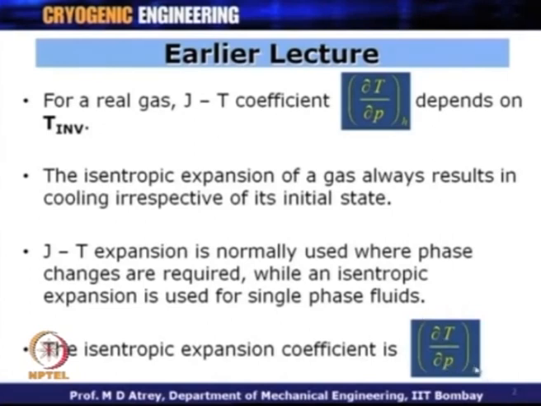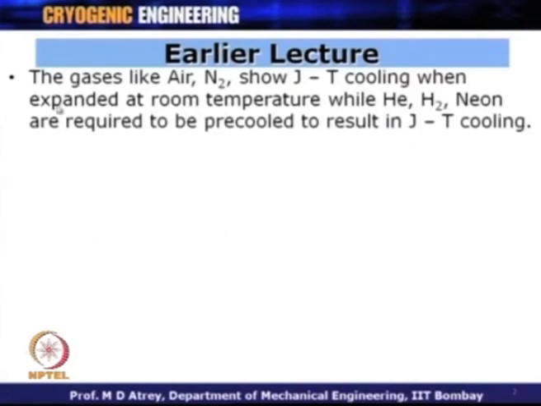The isentropic expansion coefficient is nothing but delta T by delta P at constant entropy. So, del T by del P at constant S, whereas this was del T by del P at constant H for JT expansion. We also studied that gases like air and nitrogen show JT cooling when expanded at room temperature, while other gases like helium, hydrogen and neon are required to be pre-cooled to result in JT cooling. This is owing to the fact that the inversion temperature of helium, hydrogen and neon is below ambient temperature, and therefore, if you want JT cooling for these gases, the initial state of the gas should be brought down below its inversion temperature.